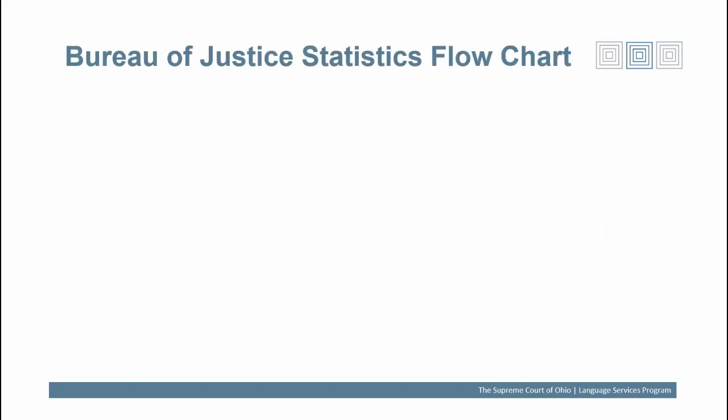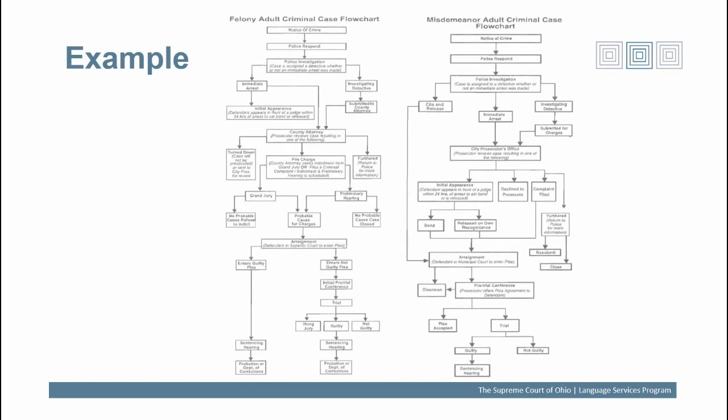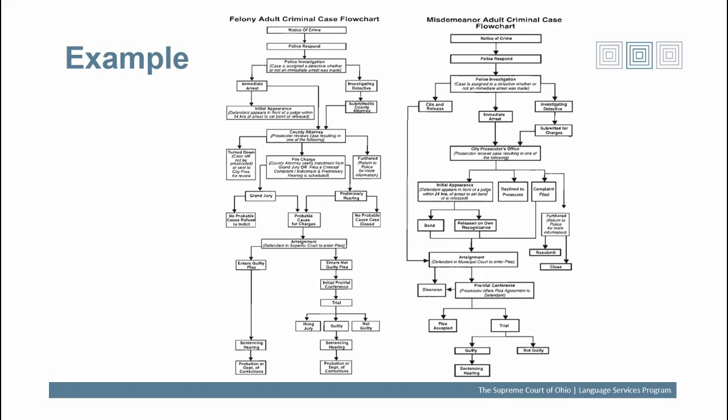As you can see in this chart of the sequence of events in the criminal justice system from the Bureau of Justice Statistics, BJS, there are many steps that occur from the time a crime is committed to when a defendant is serving the sentence for said crime. Here is another example of how a flowchart of the criminal process would look. Again, it is a very busy diagram, so we will break it out instead.